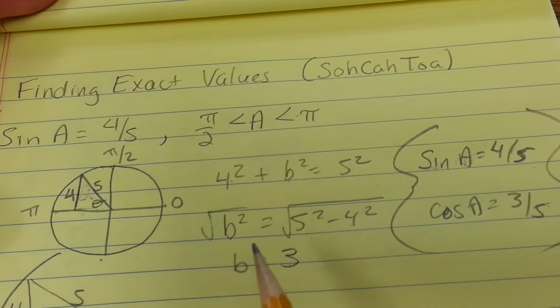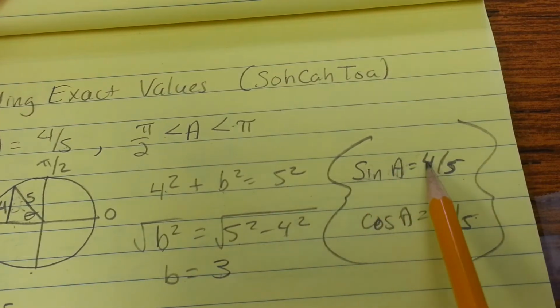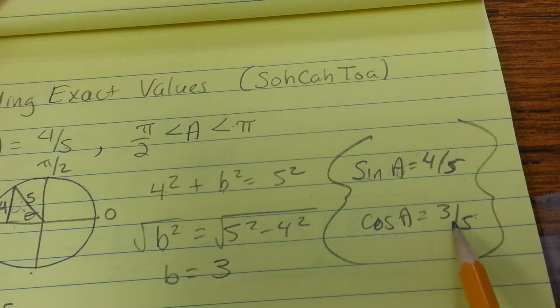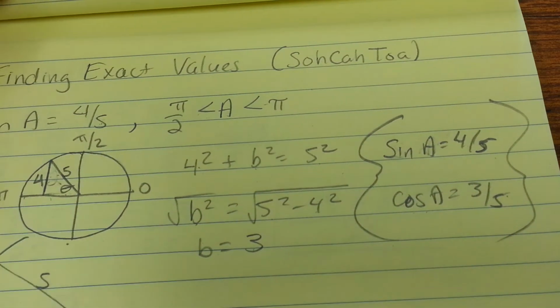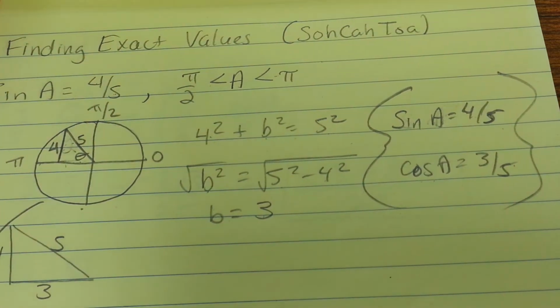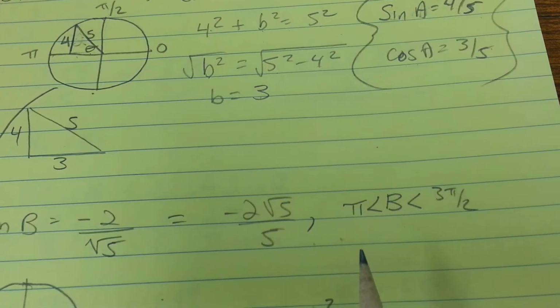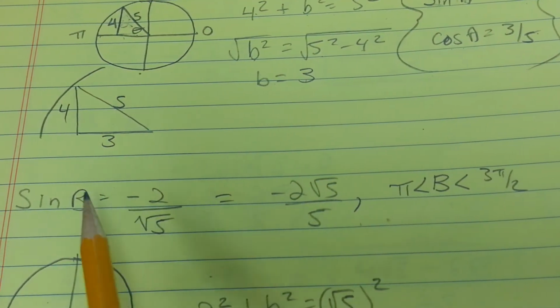B is 3, okay? So, sine of A is 4 over 5. Cosine of A is 3 over 5. So I found cosine A and sine A. We'll need that for the problems, okay? Let's go down to B.